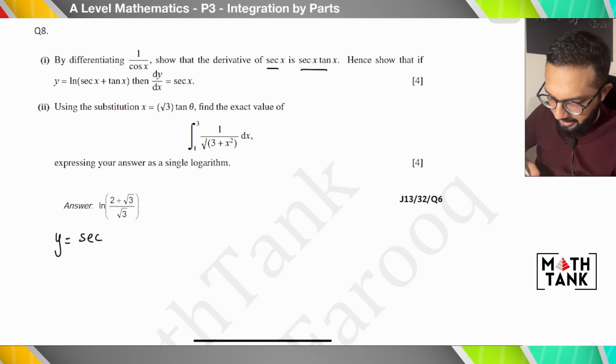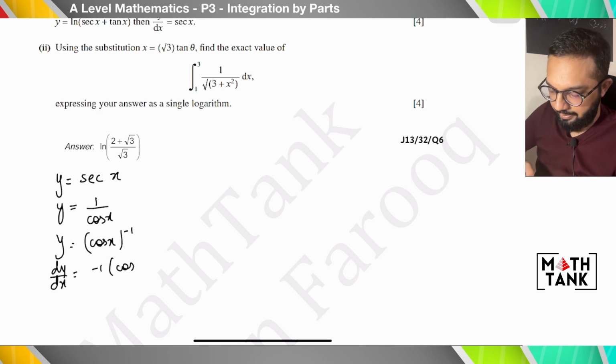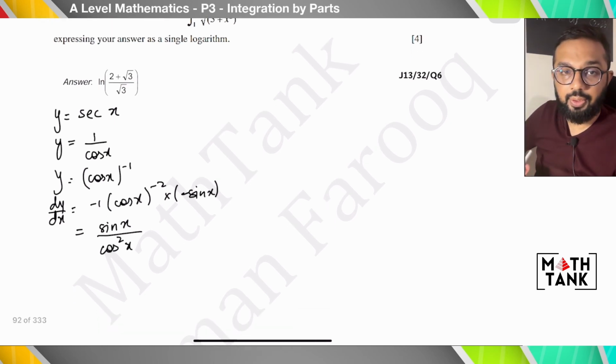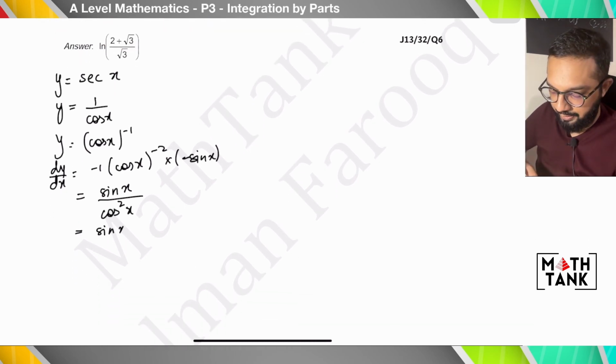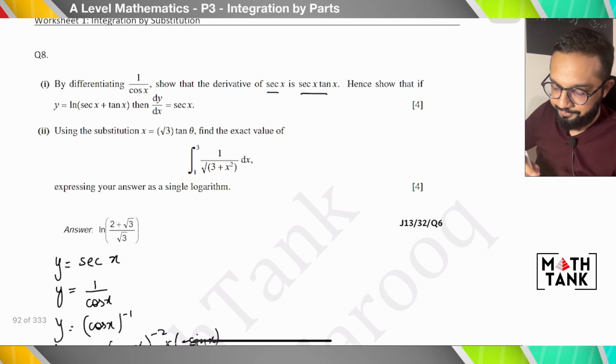So if y equals sec x, so y equals 1 over cos x. Differentiating that would mean that I bring it up and have a negative power, and dy by dx would then be minus 1 cos x power minus 2 into the differential of cos x, which is minus sine x. So I have sine x over cos squared x. I can break up the cos squared x and say that one of these becomes tan x and the other one becomes sec x. So I have tan x into sec x. That is what the question was asking me to do.